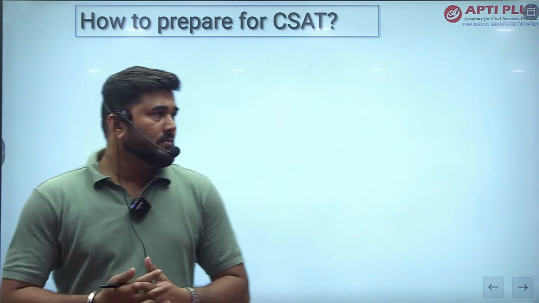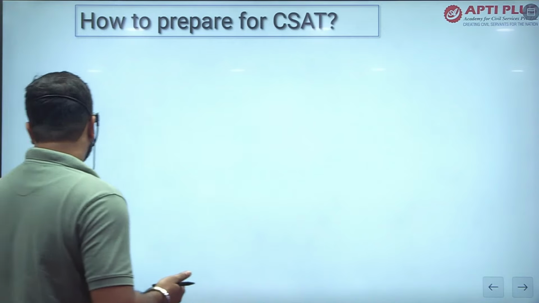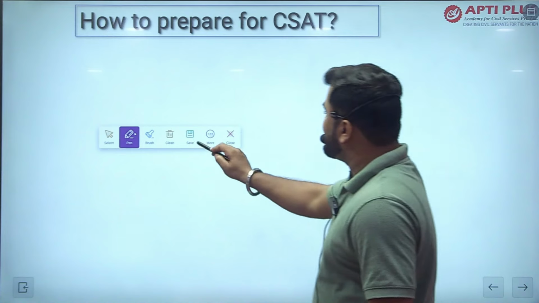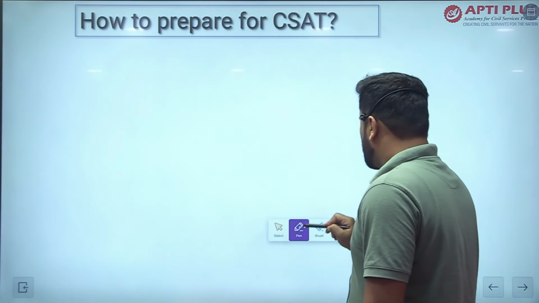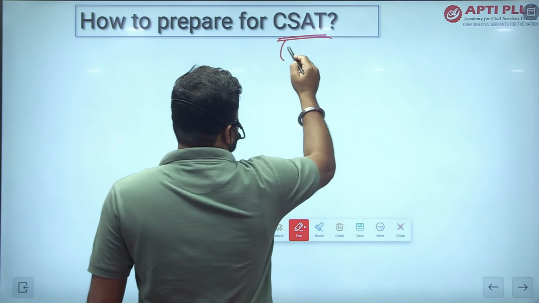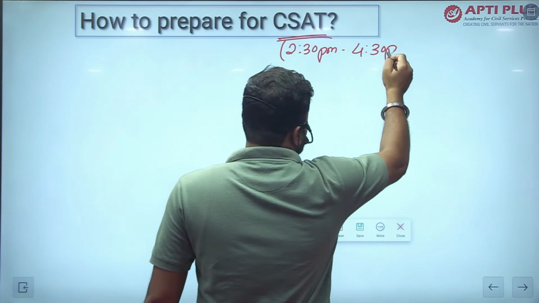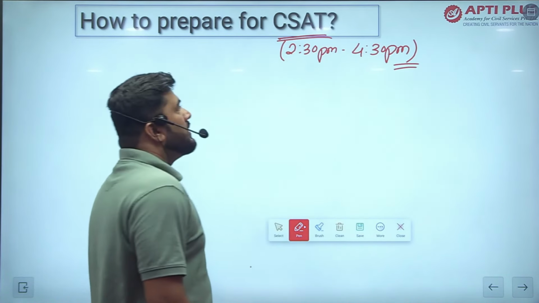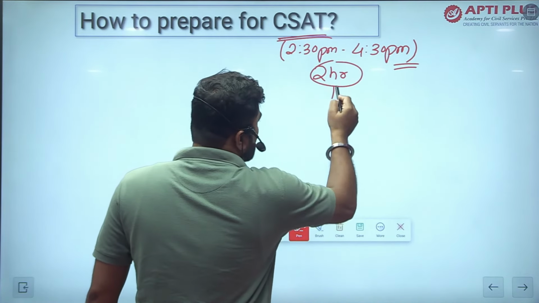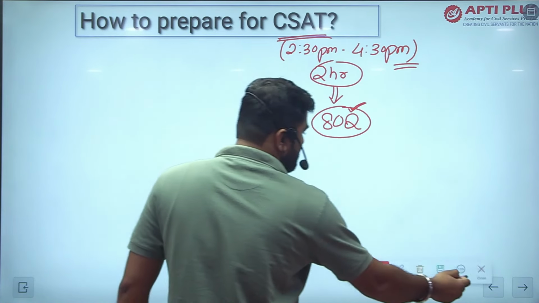As you know, preparation always starts with the pattern, and we all know what the pattern of the CSAT should be. There should be a total of 80 questions in the exam. Paper 2, the GS paper 2 CSAT, runs approximately from 2:30 p.m. to 4:30 p.m. on prelims day. You will have 2 hours for solving this paper, and in those 2 hours you will have to solve 80 questions in the CSAT section.